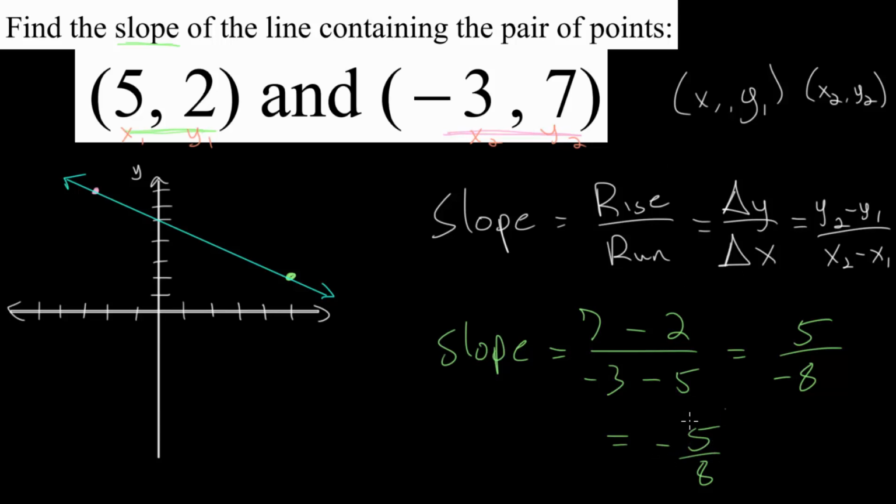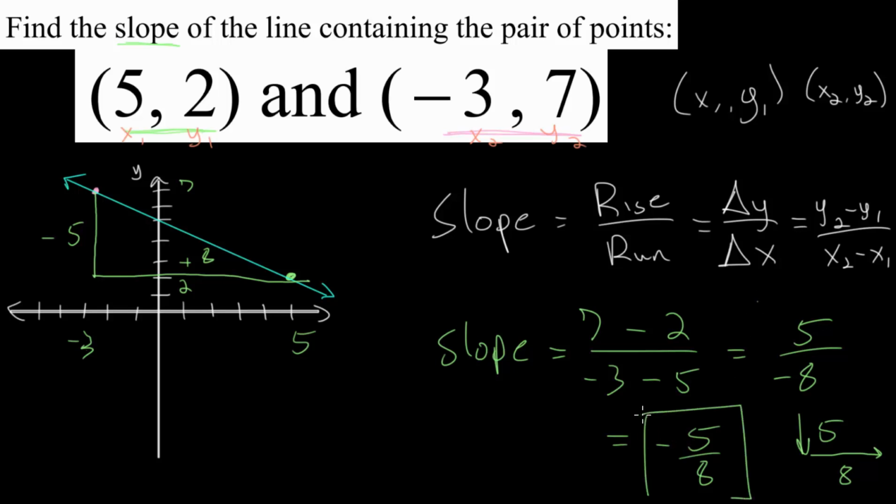And a negative rise just means that we are going down 5, and then we have +8 for a run, meaning we are going over 8 units. And we can see that's true based on our picture here. We go down 5 units, we're up at 7, and we go to 2. And then from -3, we go all the way to 5. So you can see we go down 5 and over 8, which matches up with what we found in our formula. So we can feel fairly confident that -5/8 is the slope of this line.